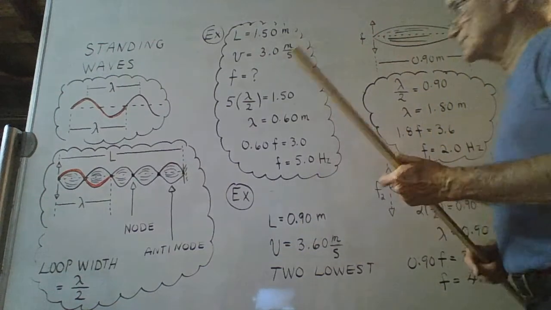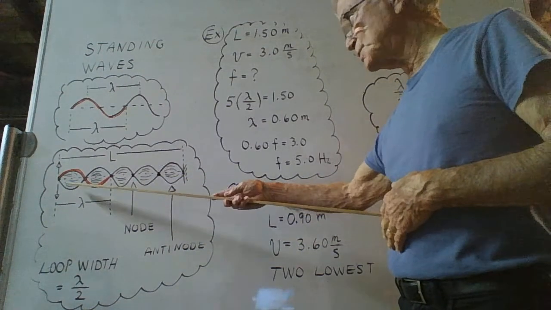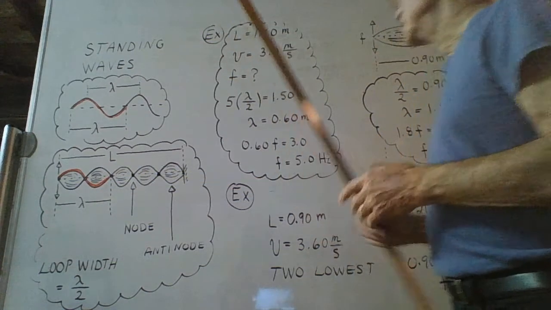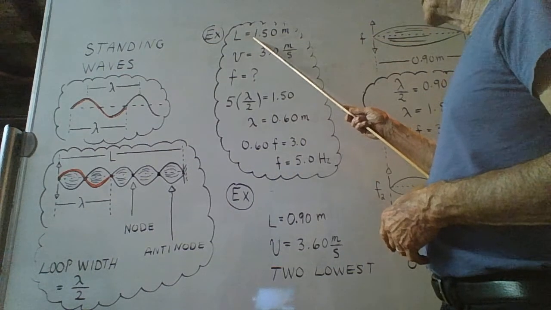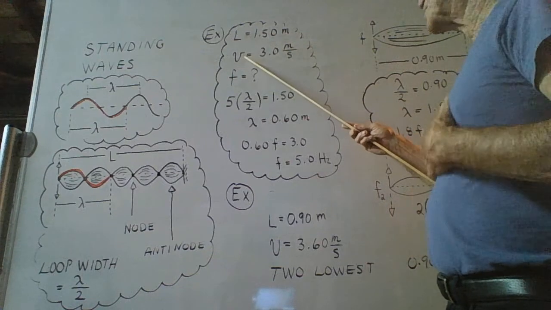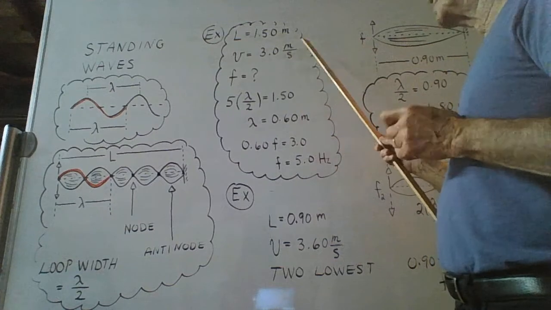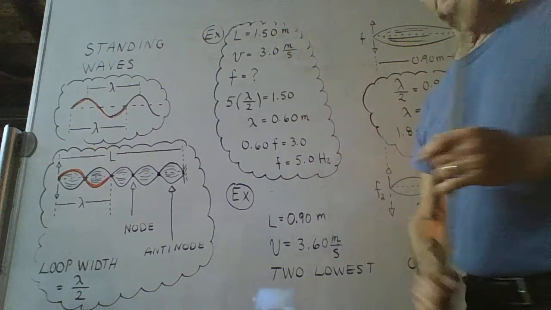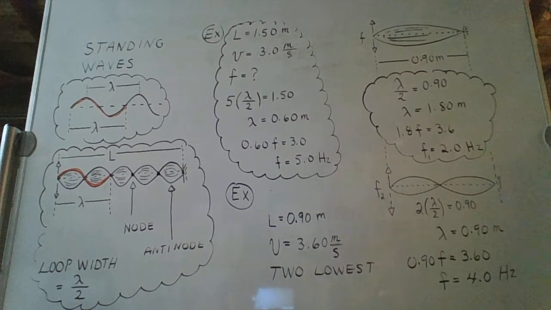Now, let's discover what frequency will cause this particular pattern, this particular standing wave, given that in this example problem, we let the length of the string be 1.5 meters. We let the speed of waves on this string be 3 meters per second. And we ask, what will have to be the frequency that will allow this to happen?